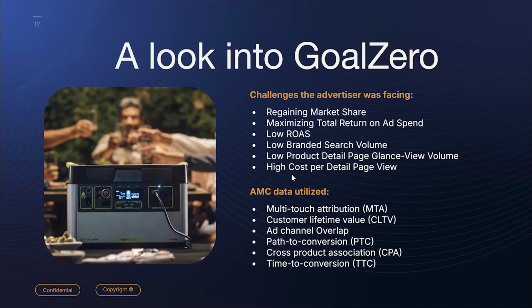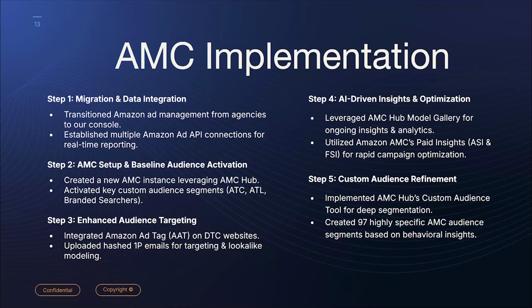So down here, you can see all the AMC data that was utilized, and it was a lot of all of our models together. And this would work seamlessly step by step. So step one was the migration of all their data and integrating it within our platforms. So we transitioned them from their previous agency, connected them to our console, and then connected every single Amazon API. So they had reporting now for AMC, DSP, and hourly data with sponsored ads.